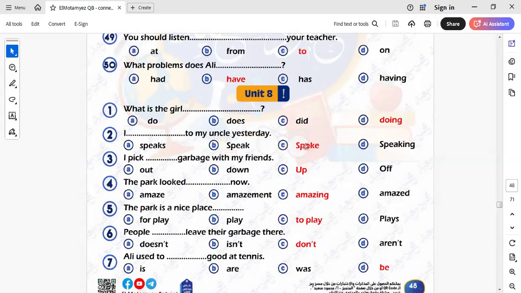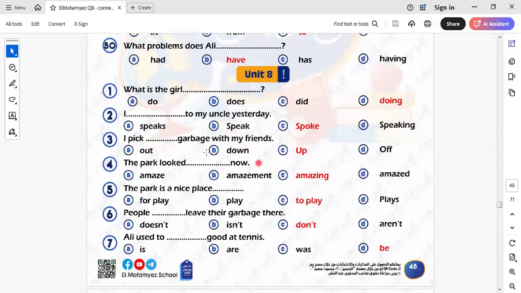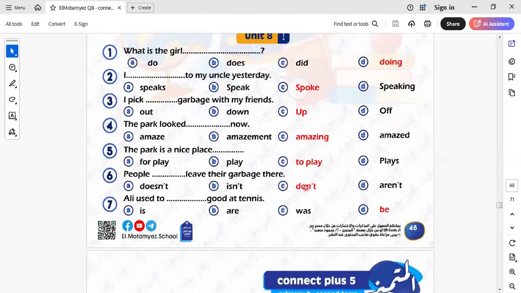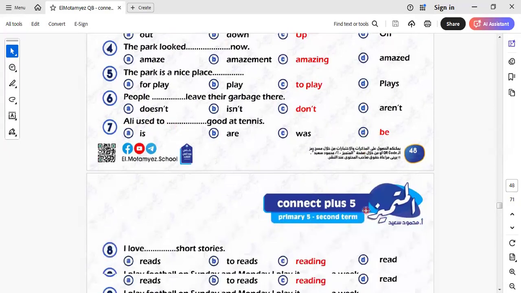I spoke to my uncle yesterday. I picked up garbage with my friends. The park looked amazing. So here we have look, and the verb must become in the what? In the gerund form. The park is a nice place to play. People don't leave. Ali used to be good at tennis.